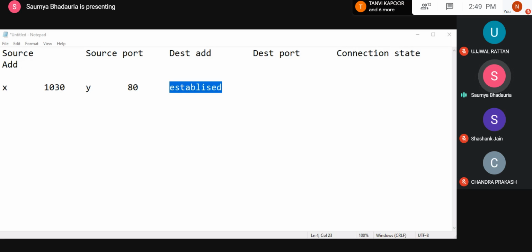However, in the case of a circuit level gateway, there would be two connections: one between the gateway and a TCP user, and the other between that gateway and a TCP user on the outside host. When the two connections are established, your gateway relays the TCP segments from one connection to the other without examining the contents of the packets which are flowing.